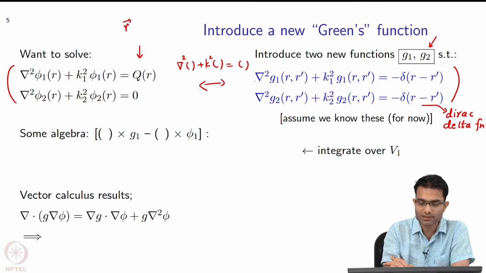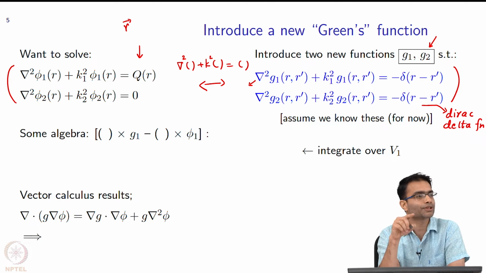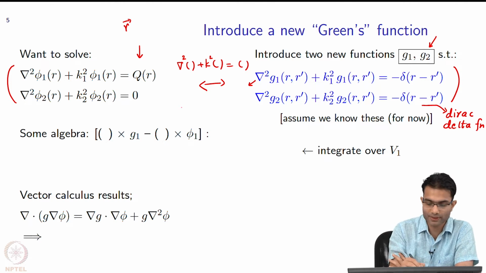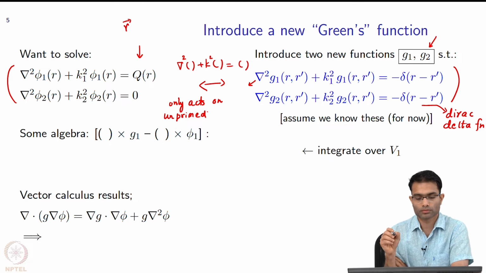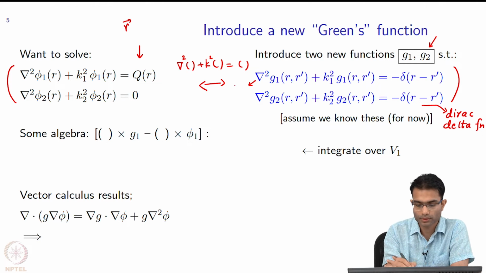Finally, this del squared operator is acting only on unprimed coordinates. Okay. So when it encounters any function of r prime, it is a constant, right. So this we will say only acts on unprimed. Okay. That is fine. So that is just an assumption. So I need not actually write it over here.